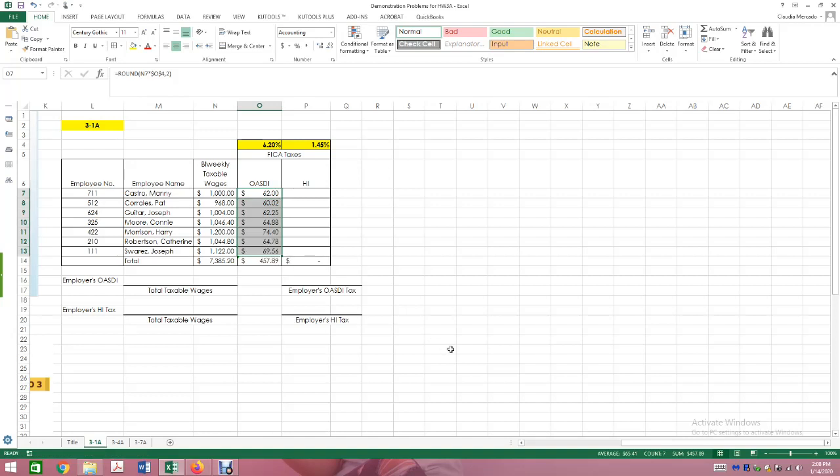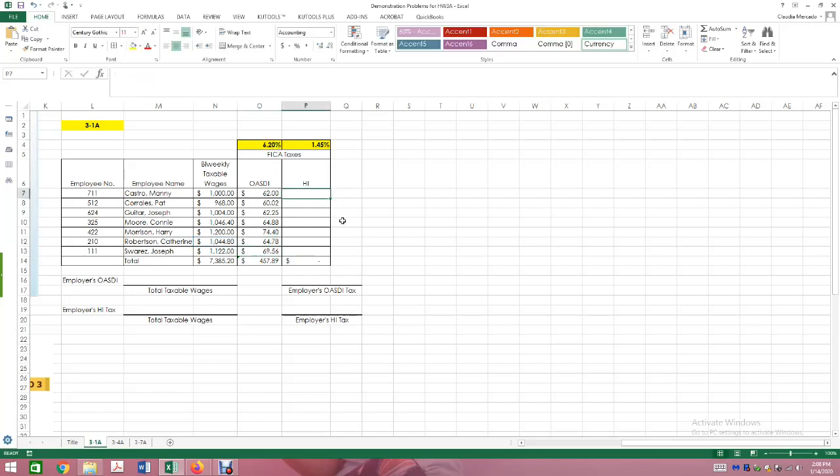And you see, it automatically calculates all of my OASDI taxes. If you click on the cell, what is it doing? It's multiplying the taxable wage times the rate. That's what it's doing.